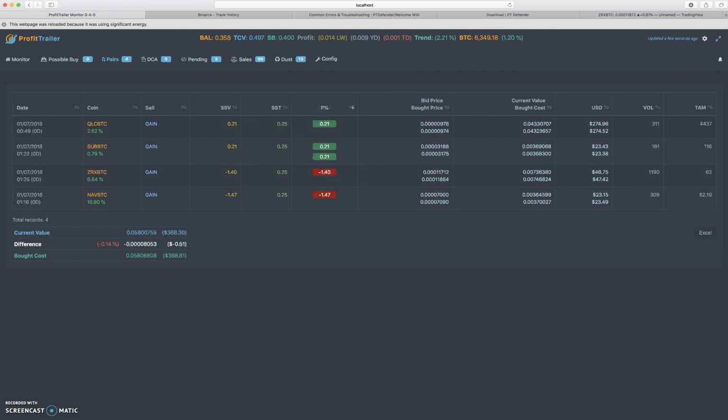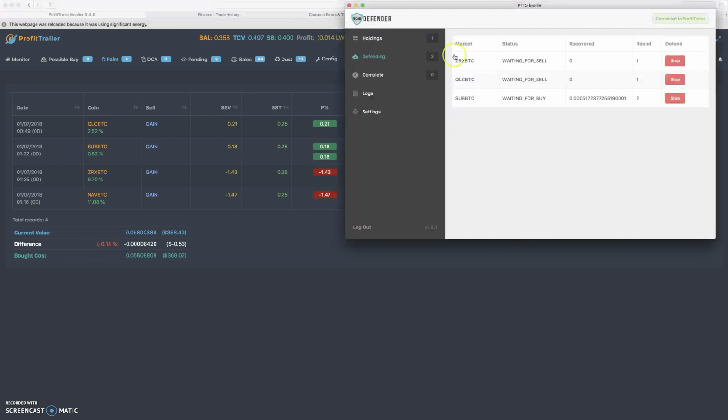Because if you start defending a coin and your Profit Trailer isn't even looking to buy that coin, you are going to sit in that coin being defended, doing nothing forever. And that's something that I want to make crystal clear to everybody before we dive into the actual settings.